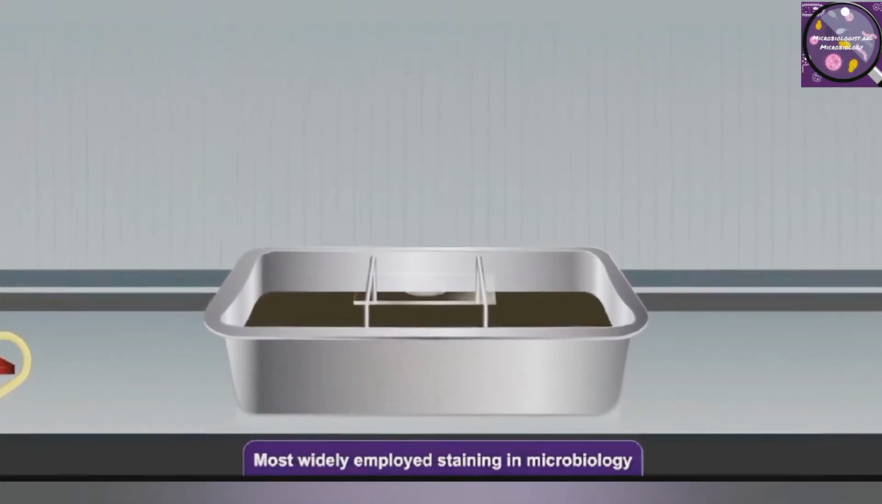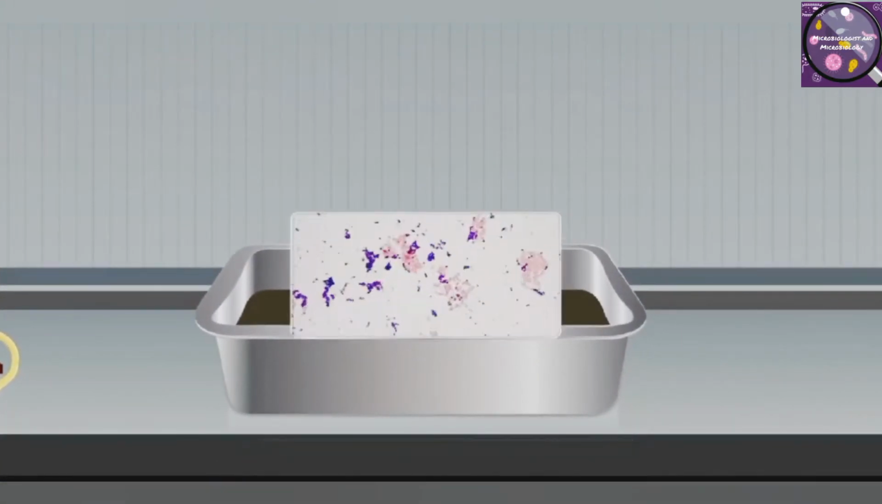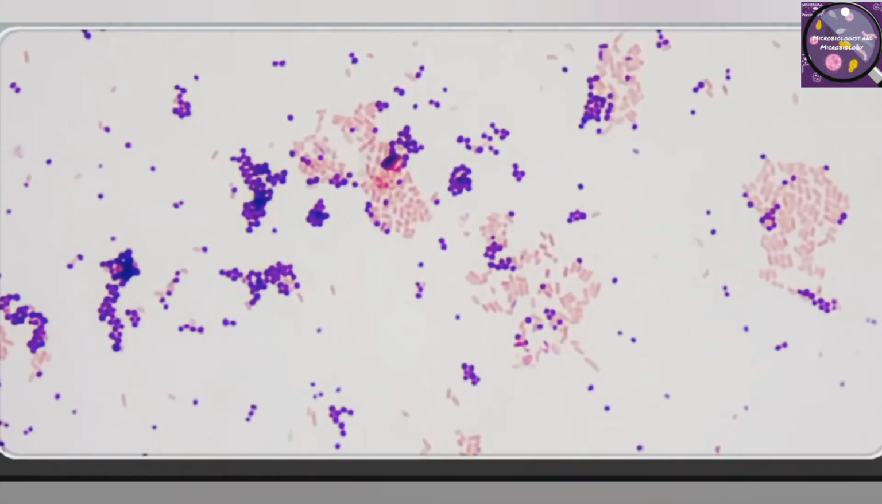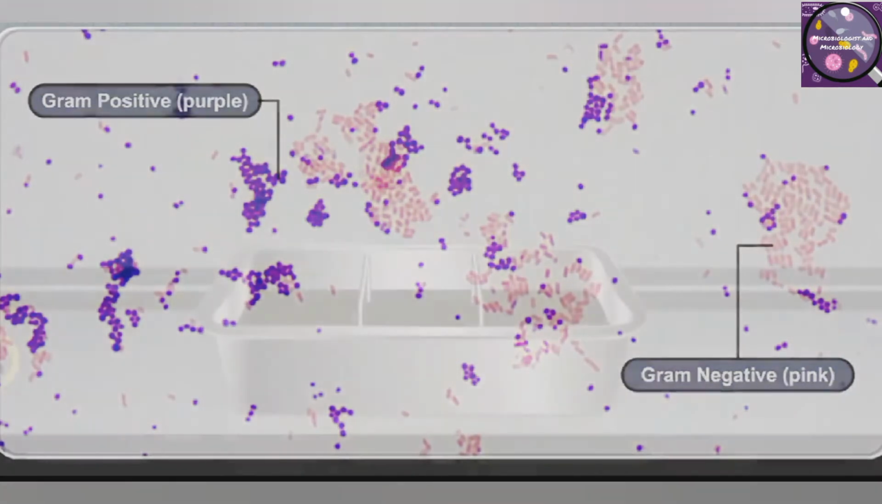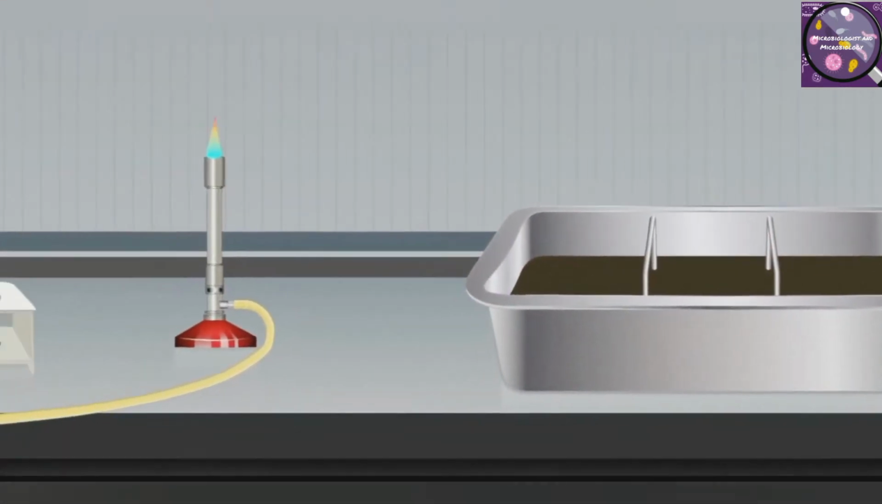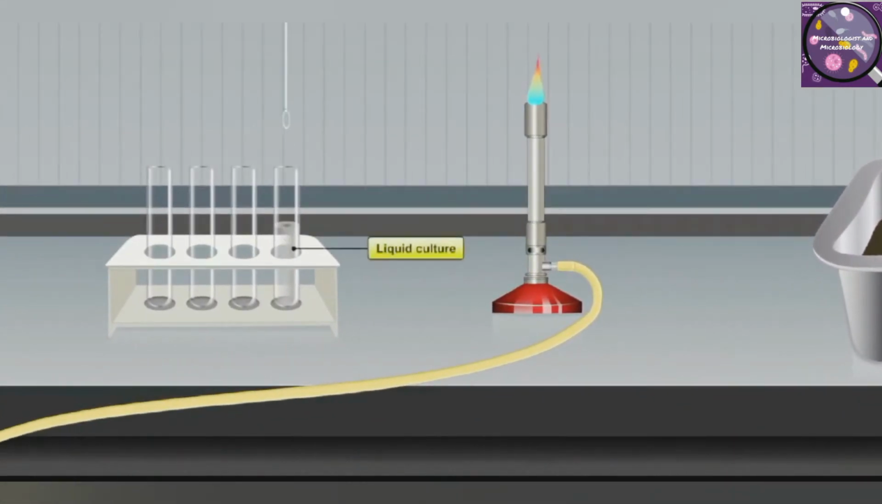Gram stain and its work. The Gram stain is the most widely employed staining method in microbiology. It's a differential stain because it divides bacteria into two classes, gram-positive and gram-negative.